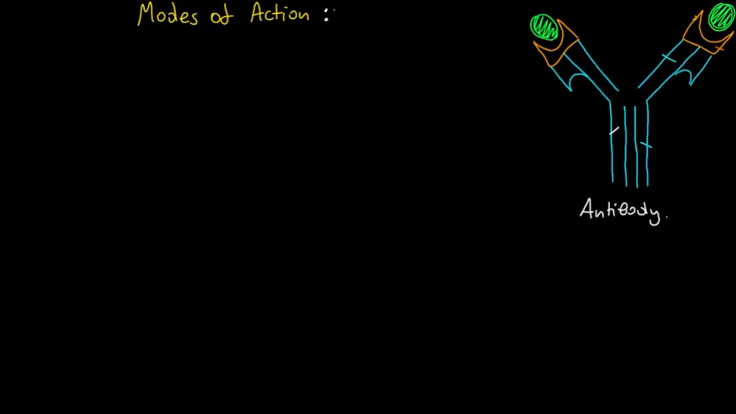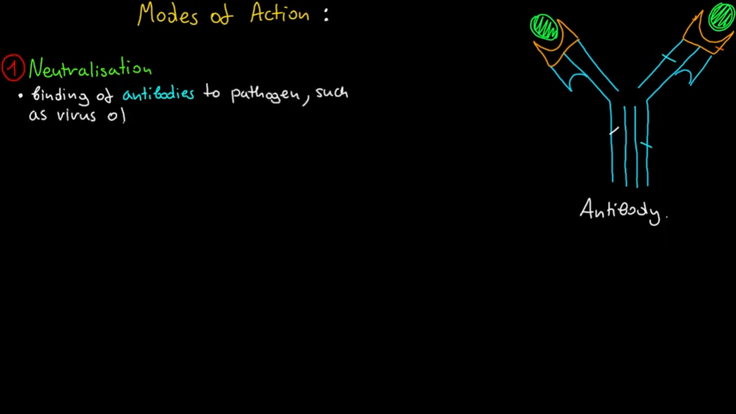Okay, so now let's talk about the modes of action. Antibodies can bind to the toxins produced by the pathogens. This prevents the toxins from affecting human cells, so the toxins are neutralized, inactivated.